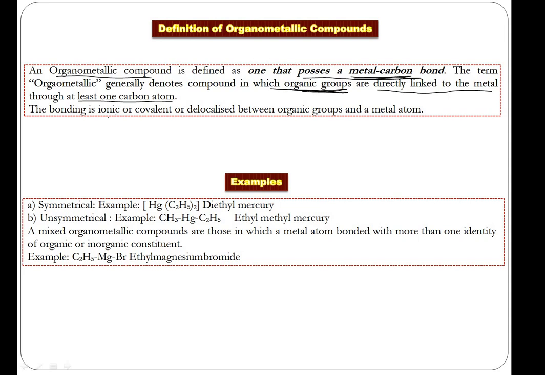Now in these organometallic compounds, this bond can be ionic or covalent, or it can be delocalized between the organic group and the metal. Okay?